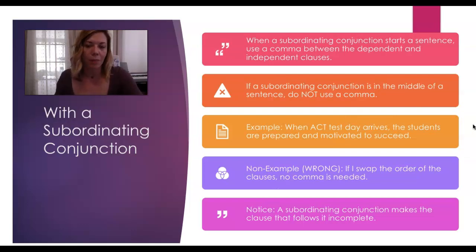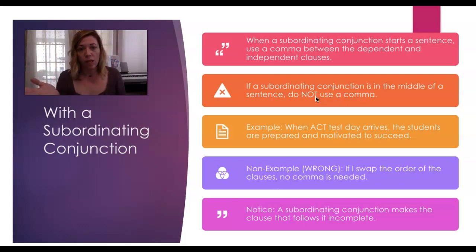Now, the non-example: when would it be wrong? Well, if I swap the order of the clauses, then no comma is needed. Let me show you. If I say, the students are prepared and motivated to succeed when ACT test day arrives, so I'm switching it. I'm going to move this independent clause over here in front of this part. So this comma goes away. The students are prepared and motivated to succeed when ACT test day arrives. No comma because of this rule, because now the subordinating conjunction is in the middle.